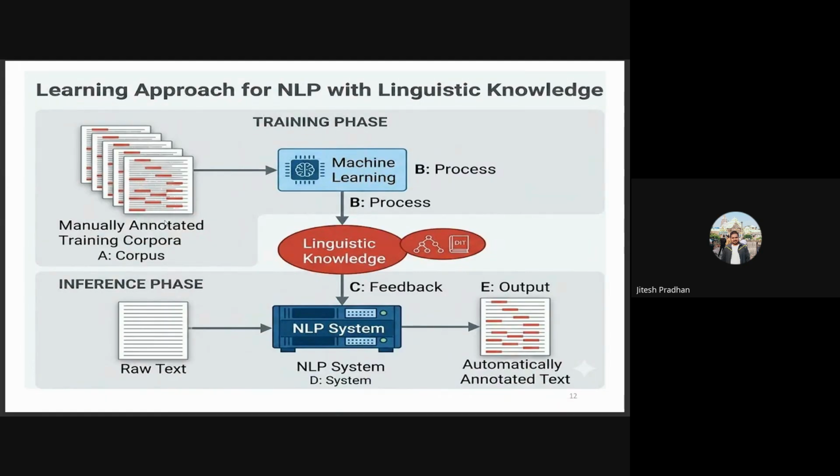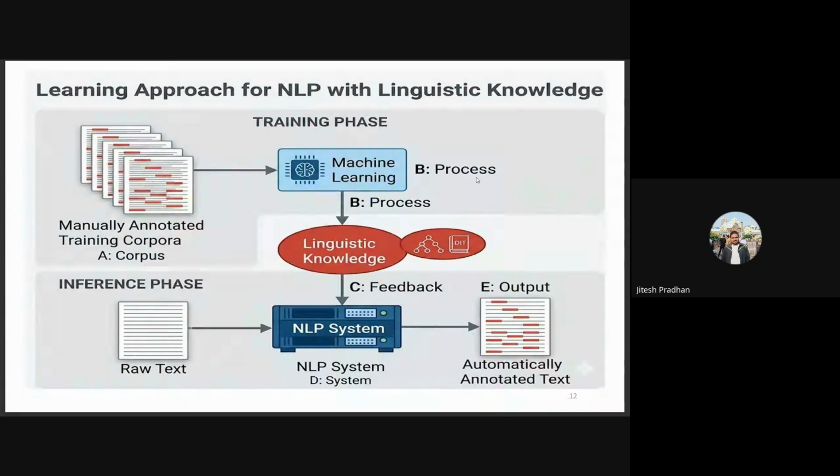Now, from the corpus you divide it into a training and a validation corpus. From the training corpus you train a machine learning algorithm, and to train it you use linguistic knowledge, meaning linguistic information, which we will see how it is extracted. From that we construct an NLP system, which means a model that has learned linguistic knowledge from a training corpus.